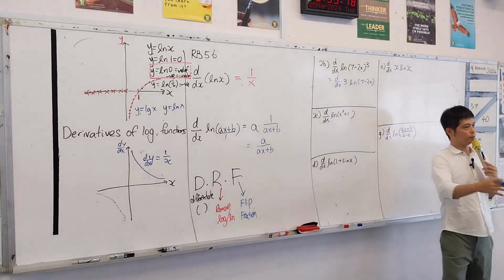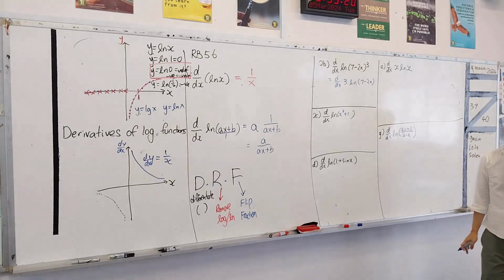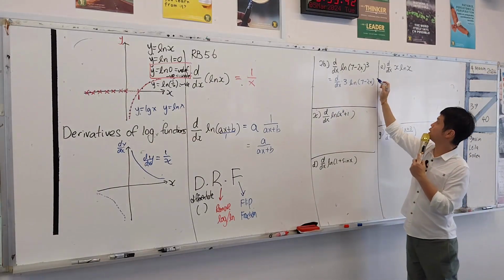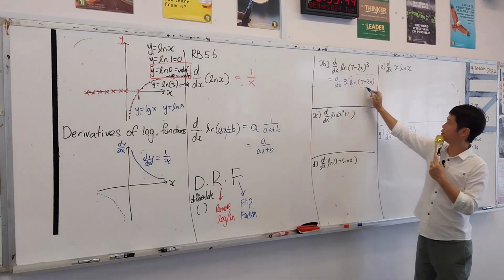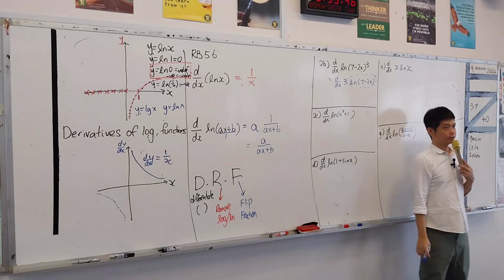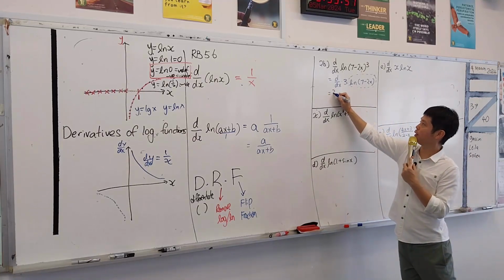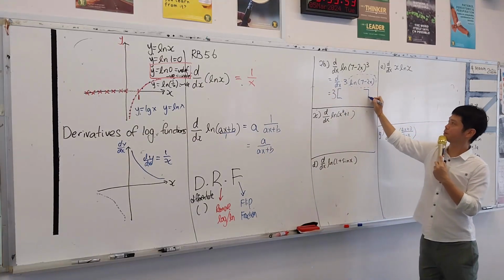Okay, so that is how you simplify the logarithmic function. The constants, you do not need to differentiate. So you just need to focus on this part. Then you multiply by 3. That will be how you differentiate. Okay, let's try. So the 3, I leave it here first.